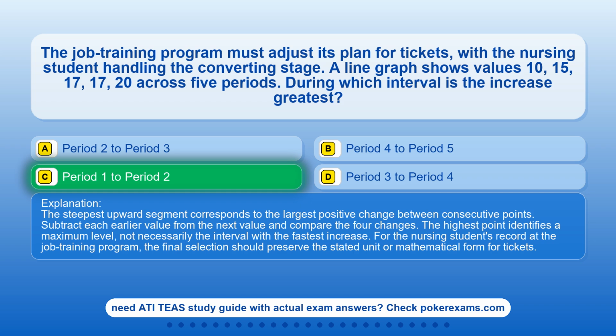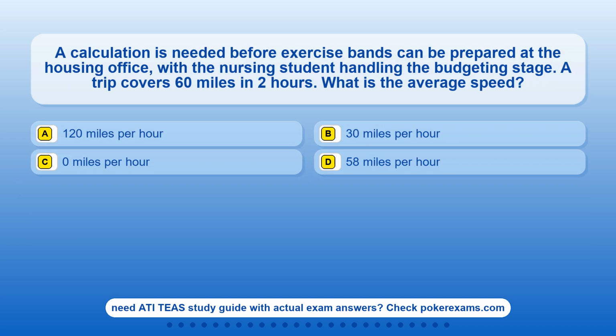For the nursing student's record at the job-training program, the final selection should preserve the stated unit or mathematical form for tickets. Question 25. A calculation is needed before exercise bands can be prepared at the housing office, with the nursing student handling the budgeting stage. A trip covers 60 miles in 2 hours. What is the average speed?